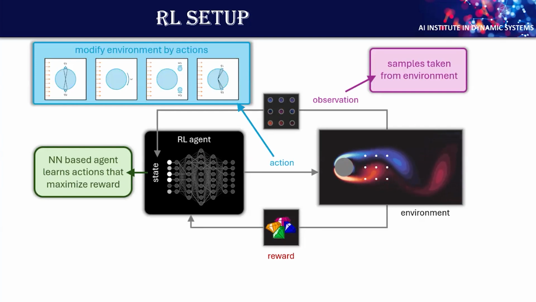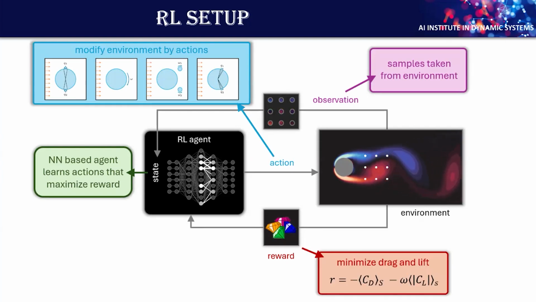And then the overall goal for our agent is to achieve the highest reward possible. So therefore, for every flow environment, we define an individual reward function, which, for example, for the current setup, could be that we want to minimize the drag and some lift fluctuations caused by the vortex shedding. All right, so so far so good.